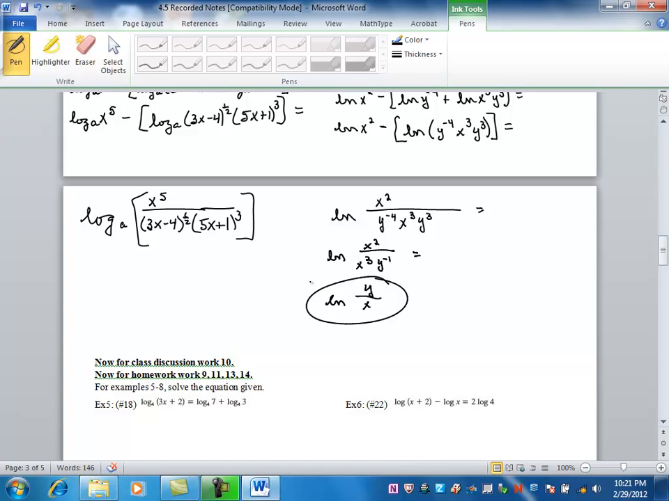And so we've given you a problem to work for class discussion and some problems to work for homework. Let's use these properties now in solving log equations.